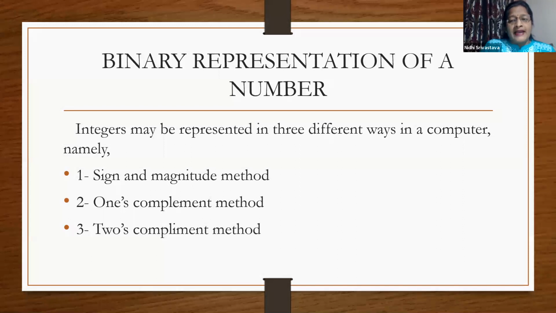Now, binary representation of a number. Integers may be represented in 3 different ways in a computer, namely sign and magnitude method, 1's complement method, and 2's complement method.